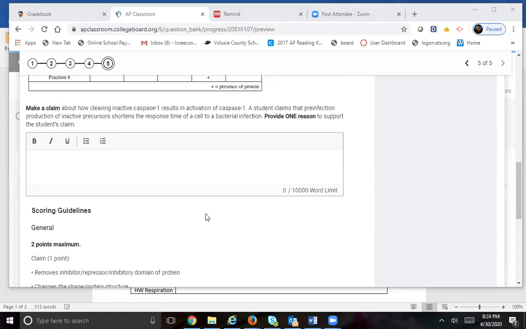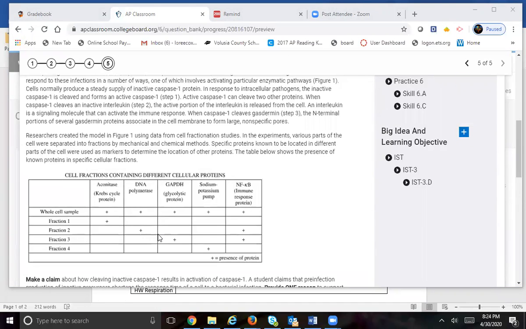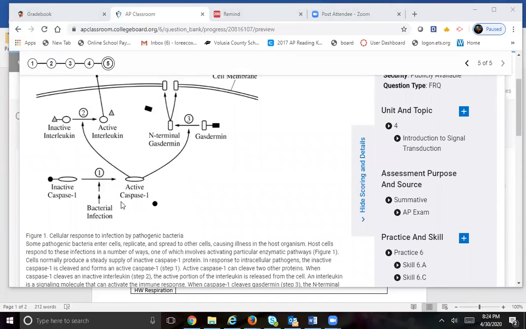So a student claims that the pre-infection production of inactive precursors shortens the response. Well, yeah. What would be a reason? So if these were already made and sitting here, and this is a protein, what would the cell not have to do prior to infection? Well, it wouldn't have to transcribe and translate the genes to make this protein, right?